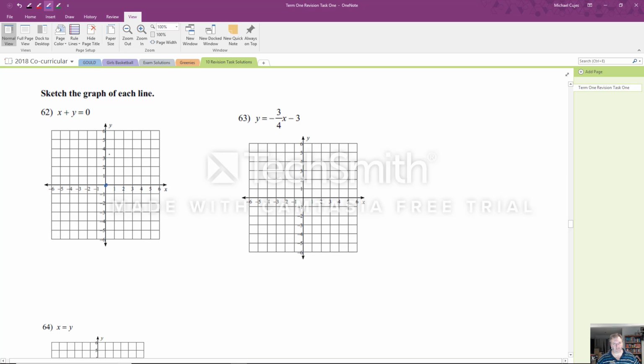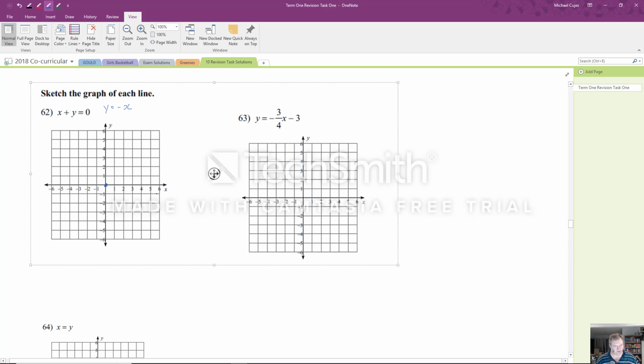I hope you can see that, having seen them in the last few. Remember, if I let x equal 0, y is 0. If I let y equal 0, x is 0. That's great, but how do I find another point? Well, let's just rearrange it into y equals mx plus c form by subtracting x. Oh, y equals negative x. So my gradient's going to be negative 1. I'm going to go down 1 and across 1.